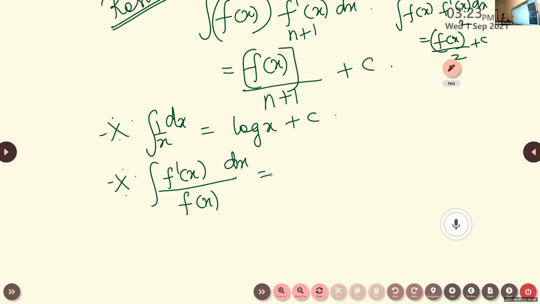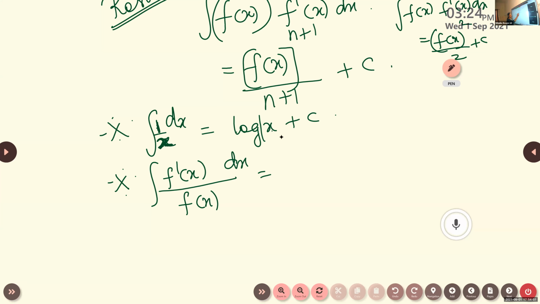Look here. 1 by x dx, we can say like this. What is the derivative of x? Derivative of x is 1. Whenever the derivative of the denominator is in the numerator, the answer will become log x plus c. It will become log of the denominator plus c.